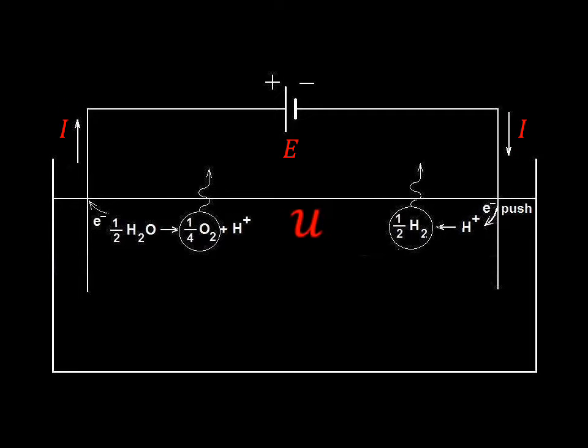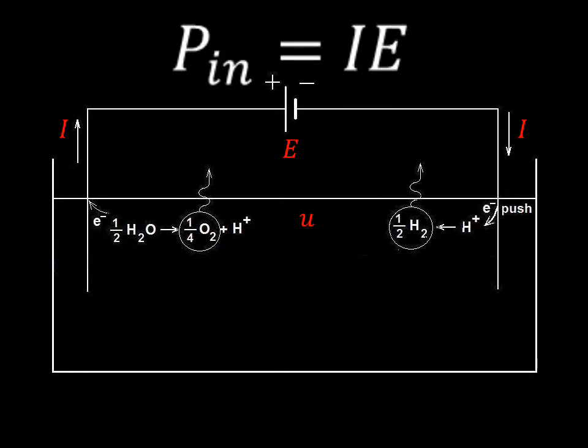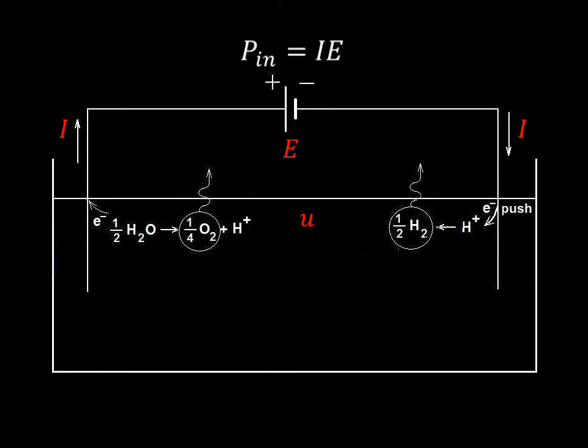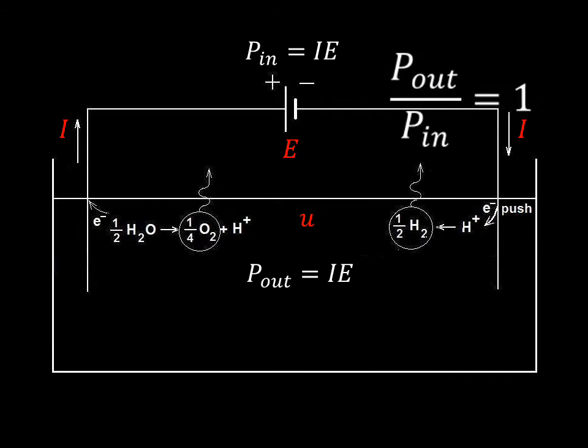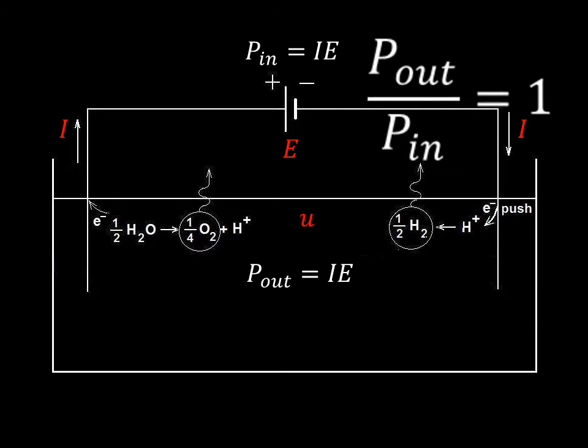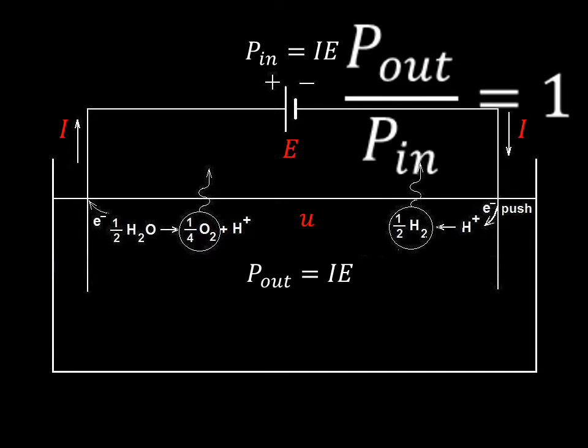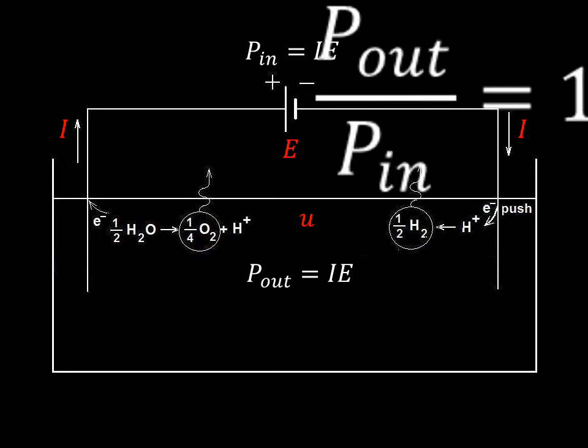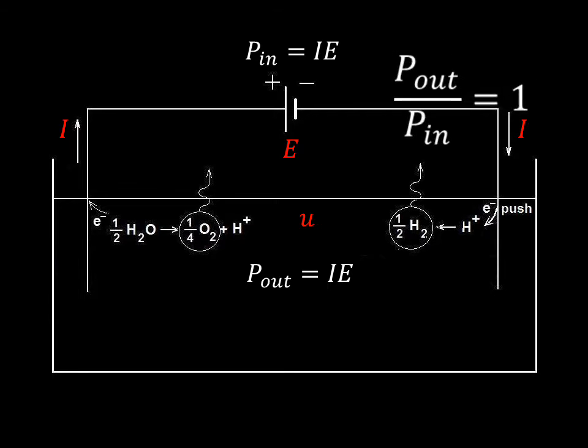U is the number of elemental reacts of electrolysis per unit time, before the appearance of the process reverse to it. Now, obviously, the product I times E is the input power, P sub in, and that will exactly equal the value of the output power, P sub out. So far, there's nothing unusual, and the ratio of the output over the input power is as expected, unity. Conservation of energy is obeyed.